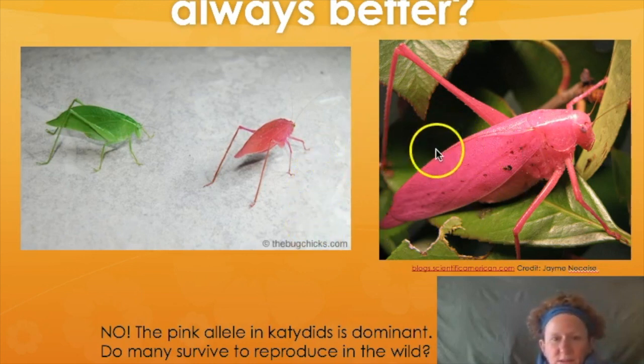That's pretty crazy, huh? So just because it's a dominant allele doesn't mean it's always better somehow. It's whatever nature thinks is better. And in this case, nature doesn't think that pink, even though it's dominant, is better.